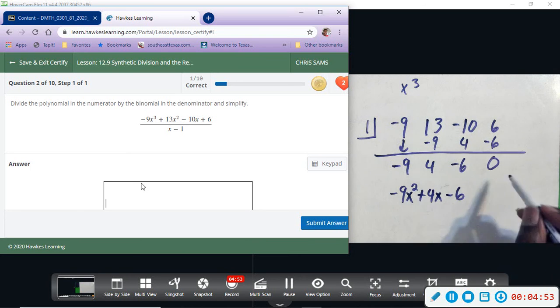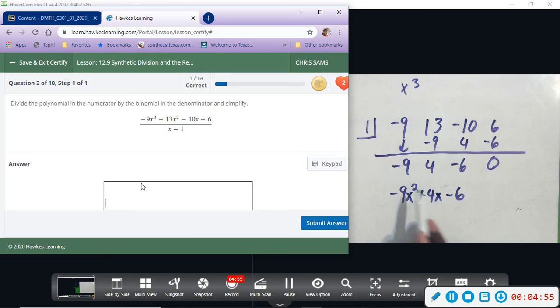You just follow and then count down 2, 1, 0, or from wherever you start. So negative 9x squared, and then plus 4x minus 6.